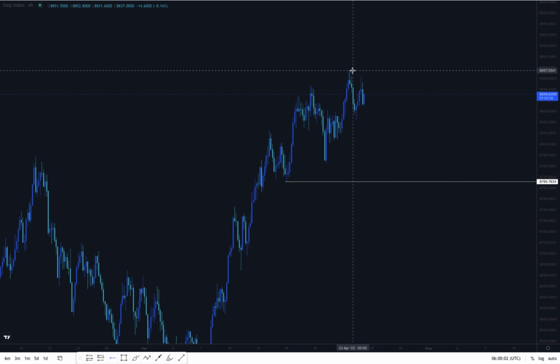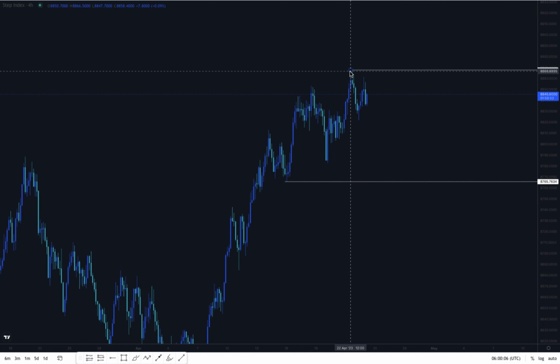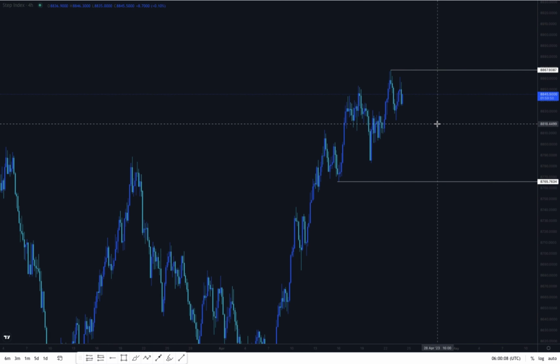And then the highest point will be the highest point of the swing that we have, the last previous high. So this is the highest point.